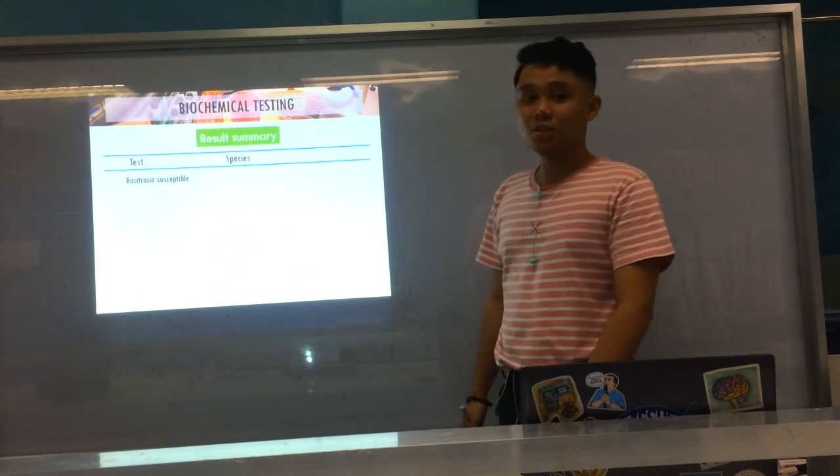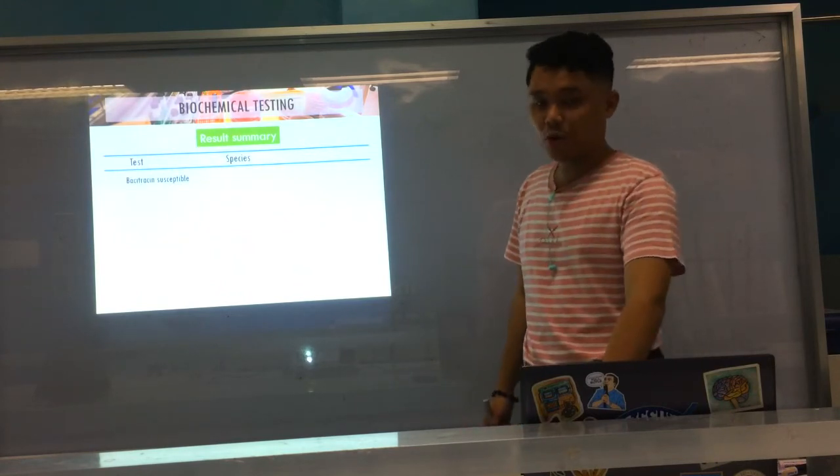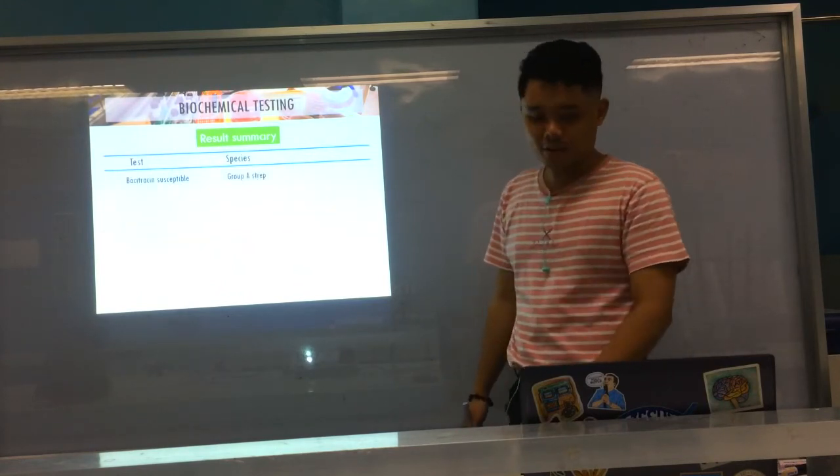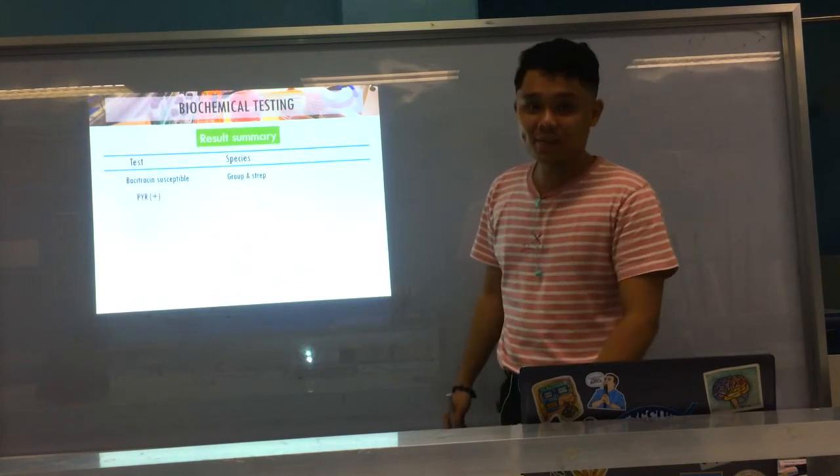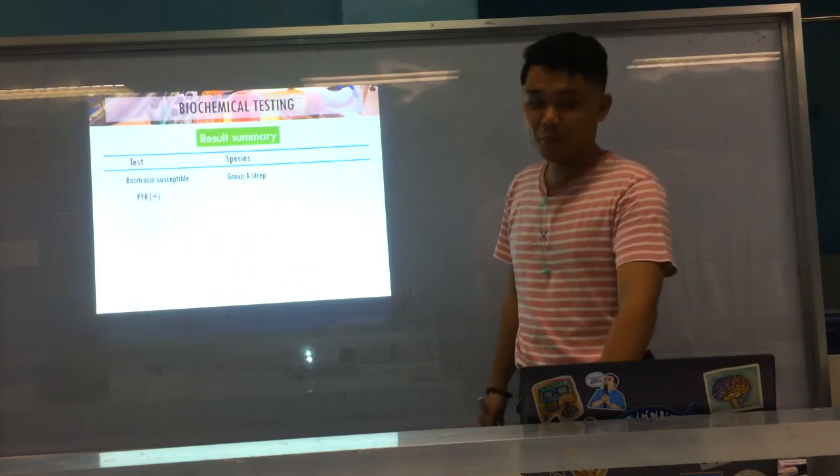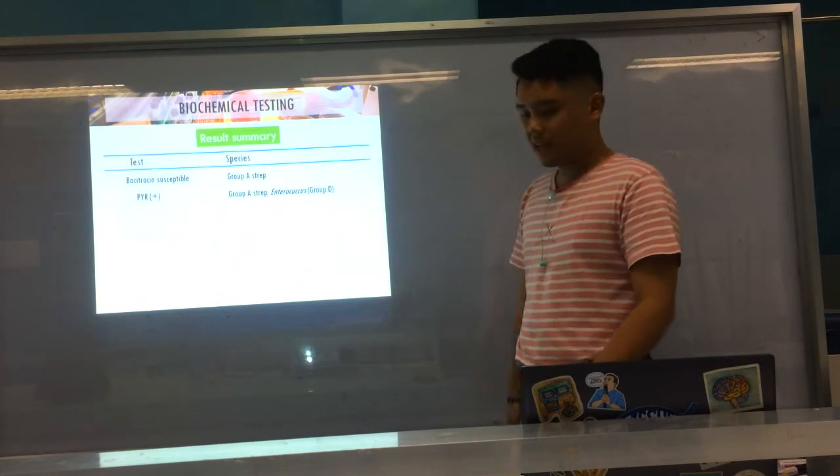Again, bacitracin susceptible, who is it? Taxo A, you have of course the group A strep or Strep pyogenes. Next, you have PYR positive. Who are the PYR positive? Of course, you have group A strep and Enterococcus, group D.